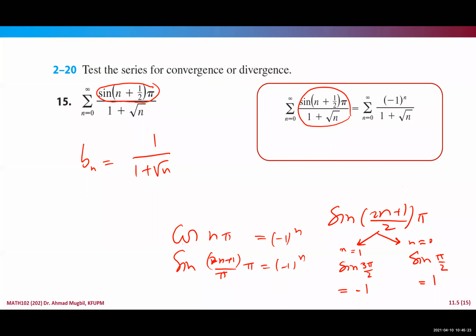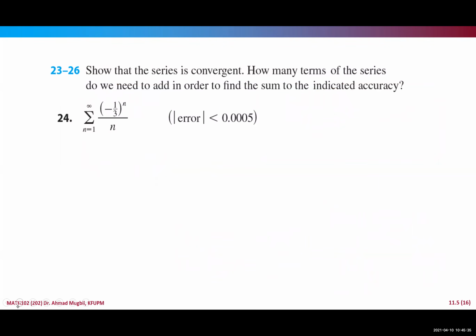Okay. Right. So now this is bn, Shabab. It is clearly decreasing to 0. Check that. So it is convergent by the alternating series test. Now this is about showing that this series is convergent. How many terms do we need? So here, first of all, how to show that it is convergent. This is easy. I'll do it for you. There is a trick here.